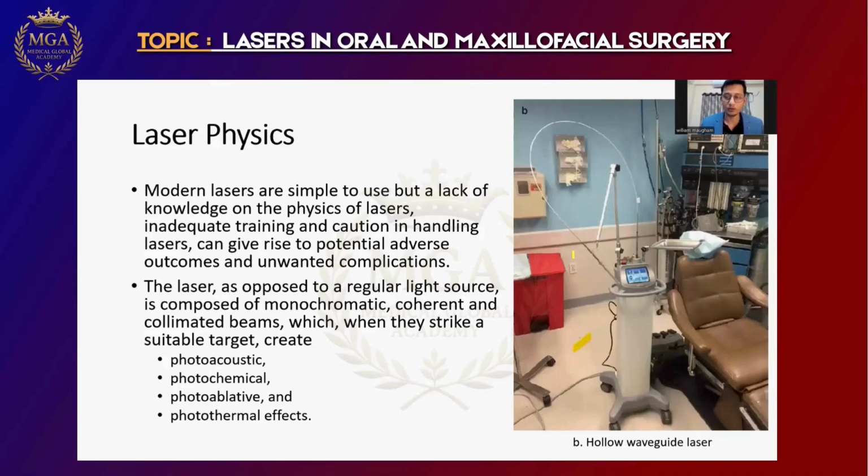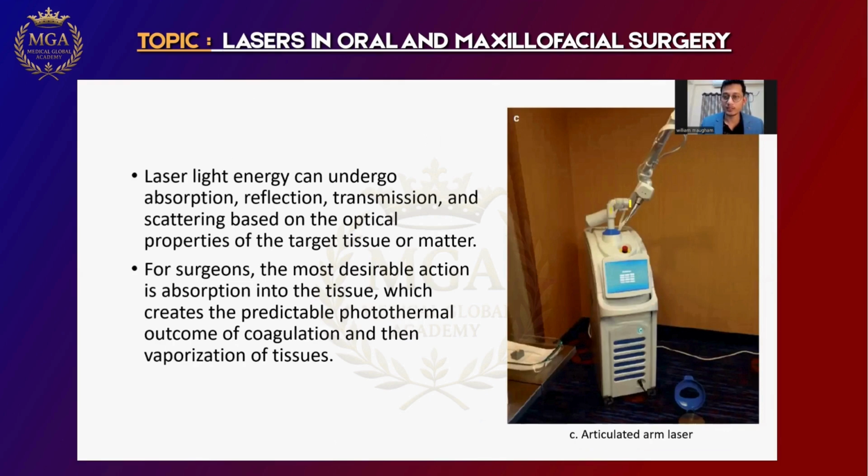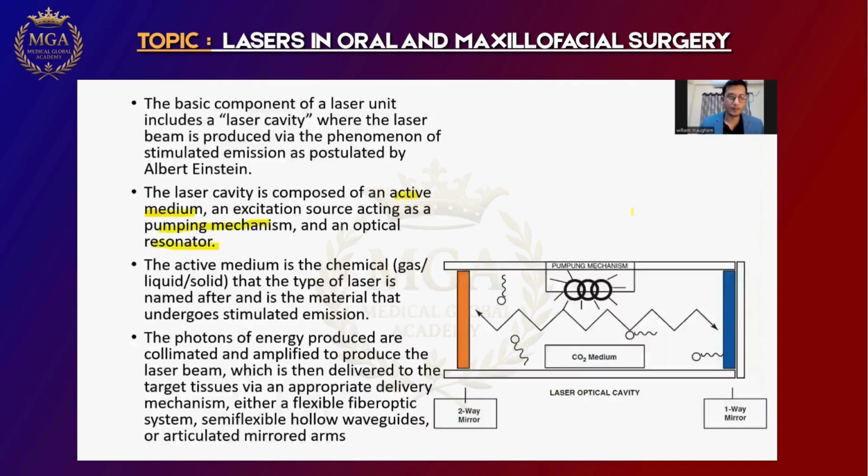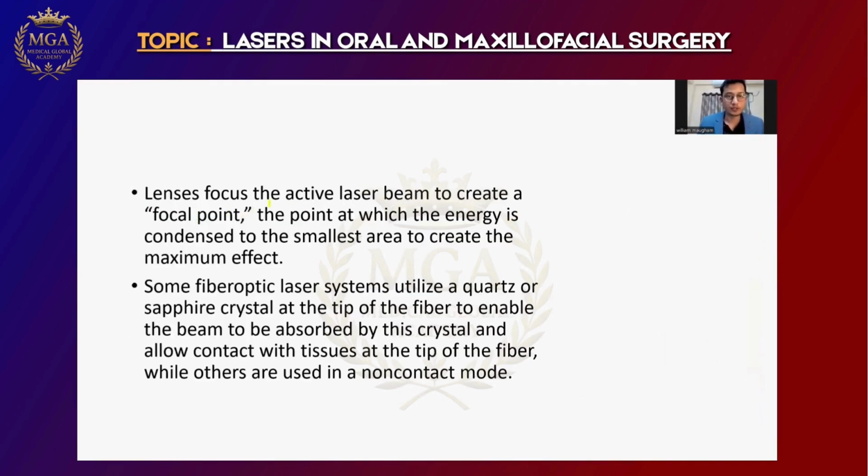In this case, it is a hollow waveguide. And in this case, it is an articulated arm. This articulated arm has multiple mirrors inside. Now, lenses focus the active laser beams to create a focal point. The focal point is where the energy is condensed to the smallest area to create the maximum effect. Now, the size of the focal point: the smaller the size of the focal point, the more the effect, as more energy is condensed in that area. When the focal point is large, the energy is dispersed over a wide area.